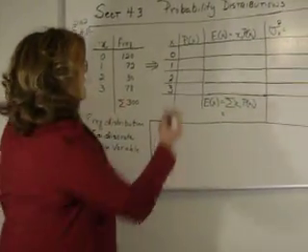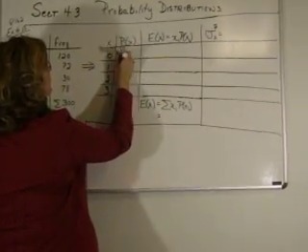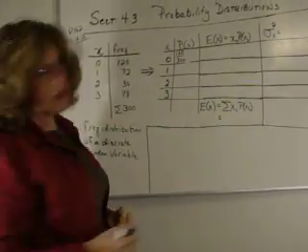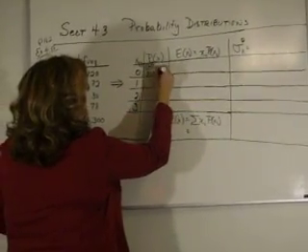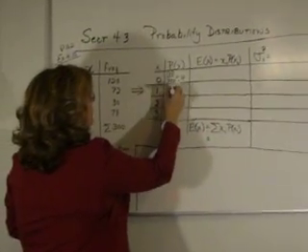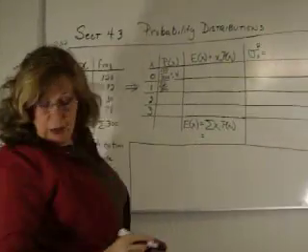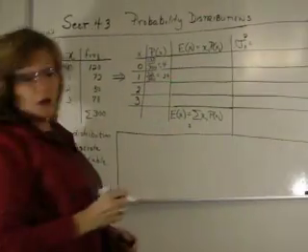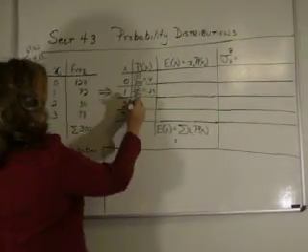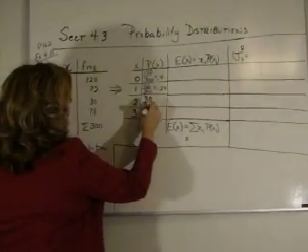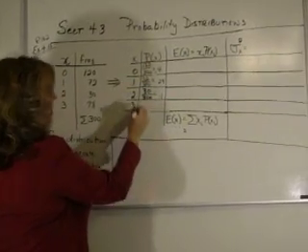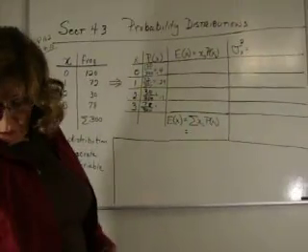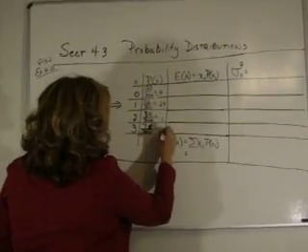So for this particular example, a value of 0 has a probability of 120 over 300, which is 0.4. For a value of 1, we have 72 over 300, which is 0.24. For a value of 2, we have 30 over 300, which is 0.1. And finally, a value of 3 has 78 over 300, which is 0.26.